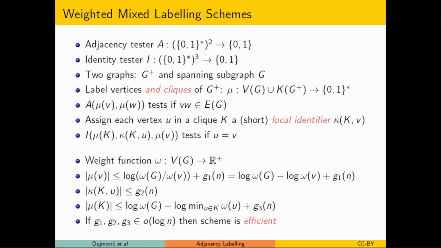The length of one of these local identifiers, the one that tells you the name of the vertex inside this clique, that should just be a very small function. And then the length of a label for a clique looks a lot like this, except you take the minimum weight of any vertex in that clique. That's the part that gets subtracted. And so notice on each of these, there's an extra G1 term up there, a G2 term here, and then an extra G3 term there. If all of those are little o of log n, then you say that this scheme is efficient.